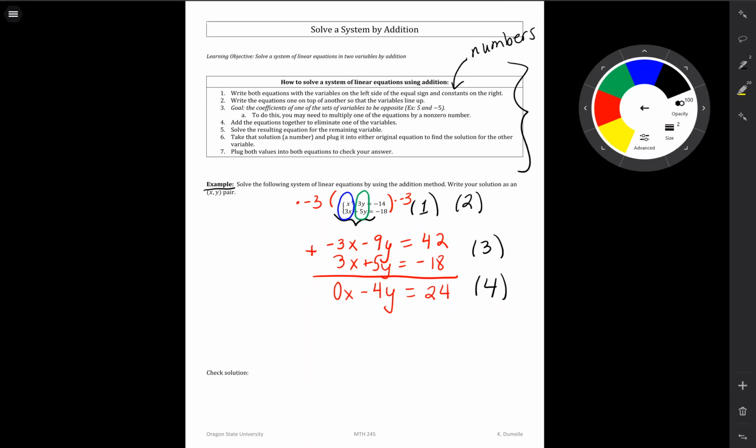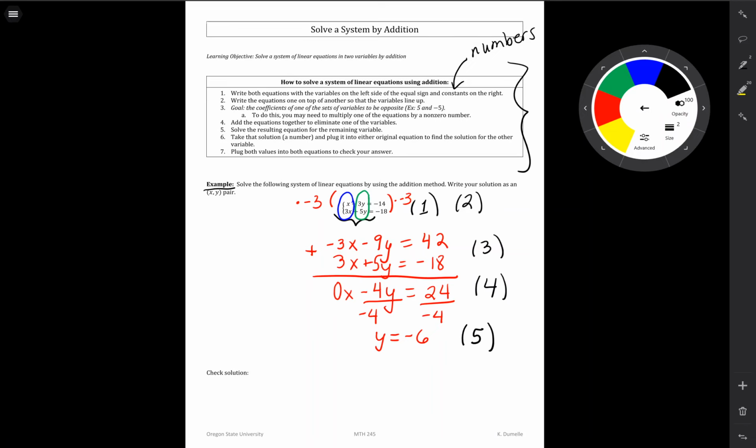Next, I solve this resulting equation for the variable that remains. In this case, our remaining variable is y. So I'm going to solve this for y by dividing both sides by -4, which gives me y is equal to -6. That was step 5.